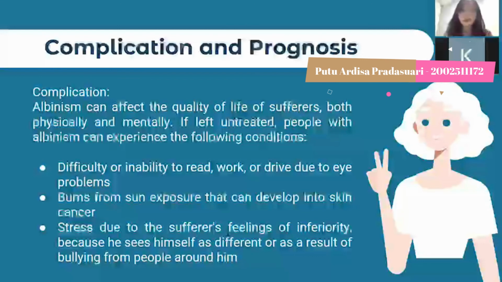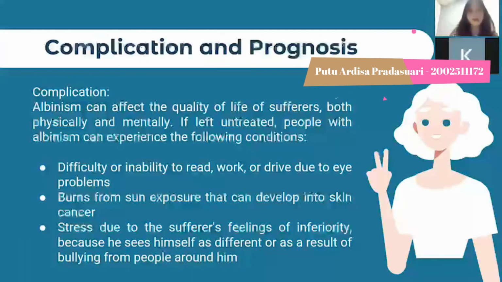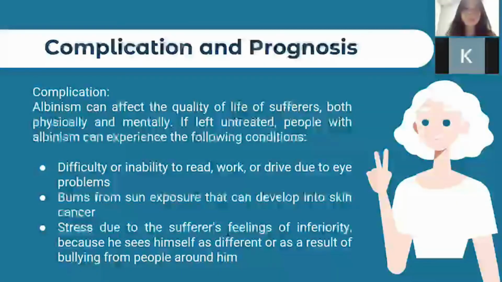And first, I will explain about the complication. For the complication, albinism can affect the quality of life of the sufferers, both physically and mentally. If left untreated, people with albinism can experience the following conditions. First, difficulty or inability to read, work, or drive due to the eye problems, and burns from the sun exposure that can develop into skin cancer.